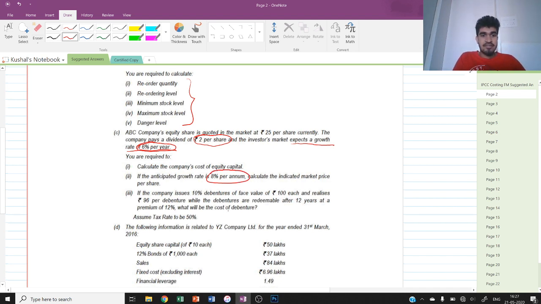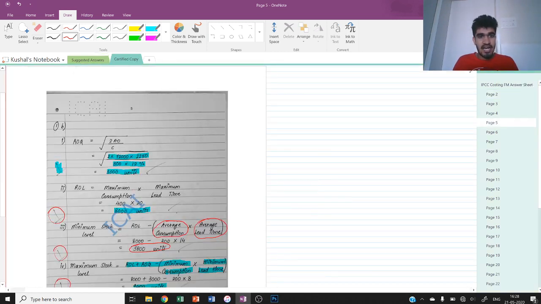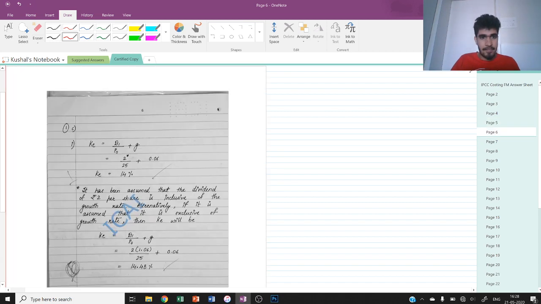If the company issues 10% debentures of 100 each and realizes 96 per debenture, while the debentures are redeemable after 12 years at a premium of 12%, that is 112, what will be the cost of debenture? This is a fairly easy question. Tax rate is given as 50%. I'll quickly show you my certified copy and what mistake I had made in this particular question.